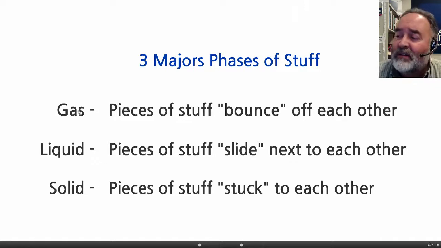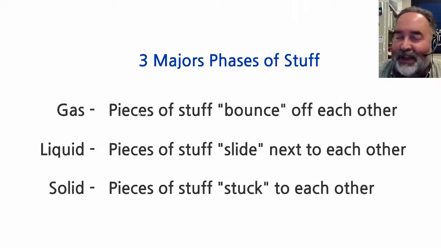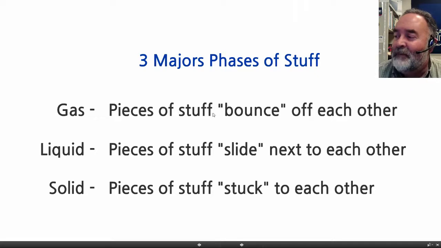And as you can see here, gas: the individual pieces of the stuff, the individual components that make the stuff, I'll stop saying stuff in a little bit, they bounce off of each other. That's a gas. If they slide next to each other, we usually call that a fluid, or in this case, a liquid. And if they're stuck to each other, we call it a solid.